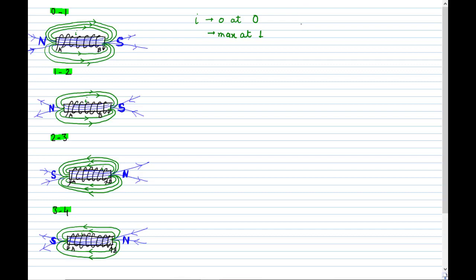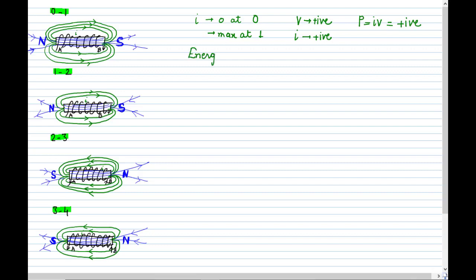If you see from 0 to 1, our V is positive. The blue line from 0 to 1 is positive. Also the current is positive. The green line from 0 to 1 is positive, going from 0 to maximum. The power is given by I into V, so it is positive into positive. That means our power is also positive, which means the energy is absorbed from the source and given to the inductor coil.